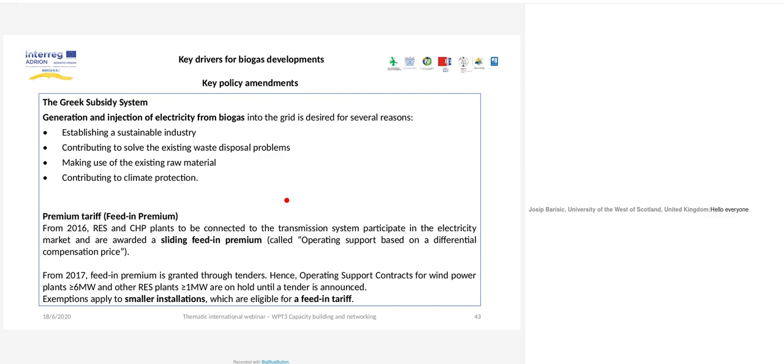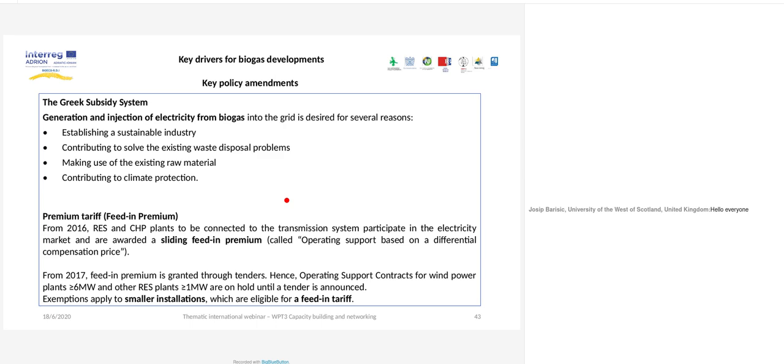There is a premium tariff established in 2016, the feed-in premium. It is referring to the RES and CHP plants to be connected to the transmission system, which are participating in the electricity market and are awarded a sliding feed-in premium. From 2017, this feed-in premium is granted through tenders.